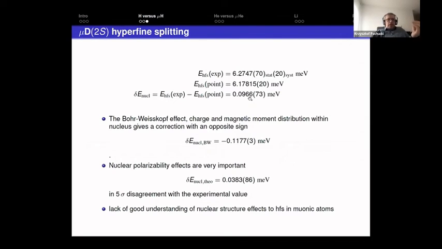The picture of the nucleus described by a finite charge and magnetic distribution is incorrect. It's oversimplified. In the true picture, one has to take into account a different approach. It was in fact derived years ago by Low. So there was some Low contribution, some nuclear polarizability contribution. We try to do it.